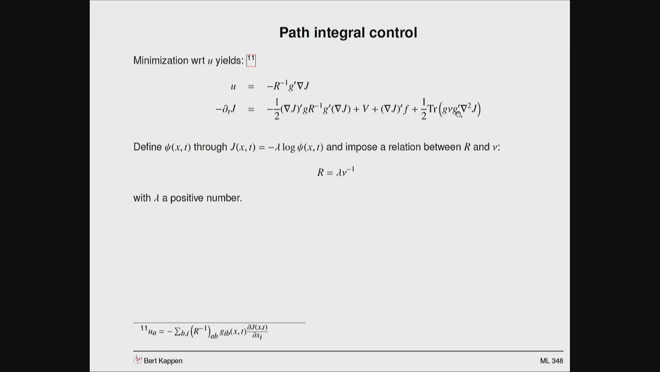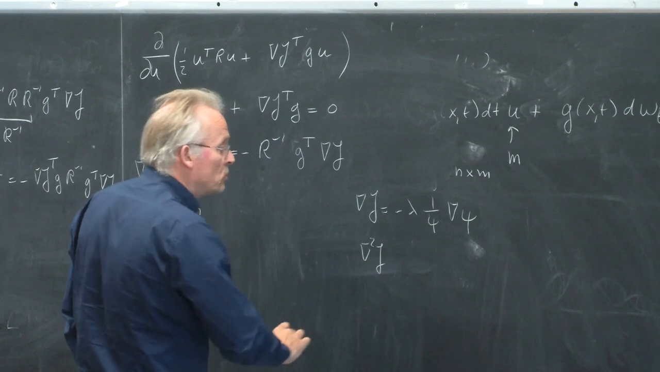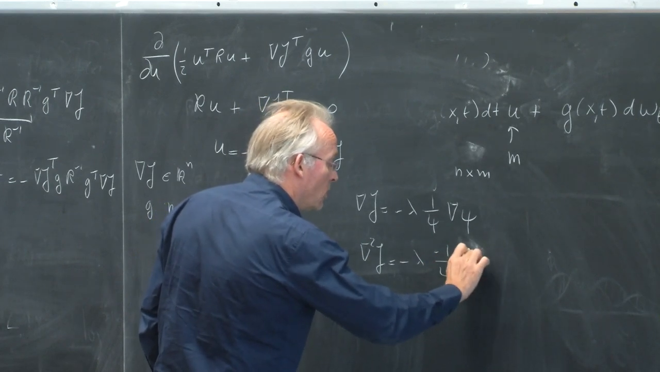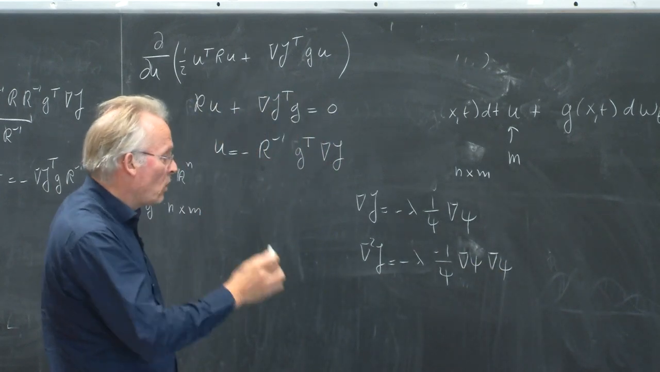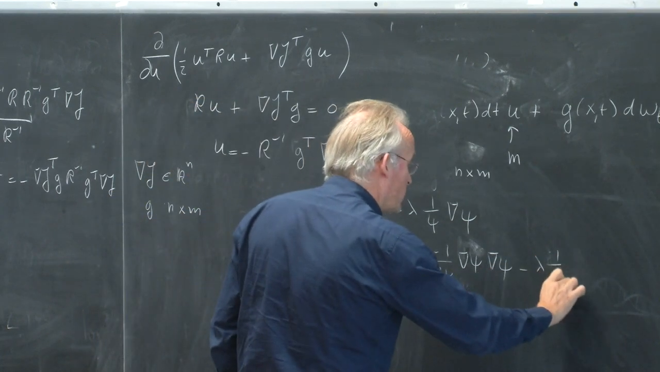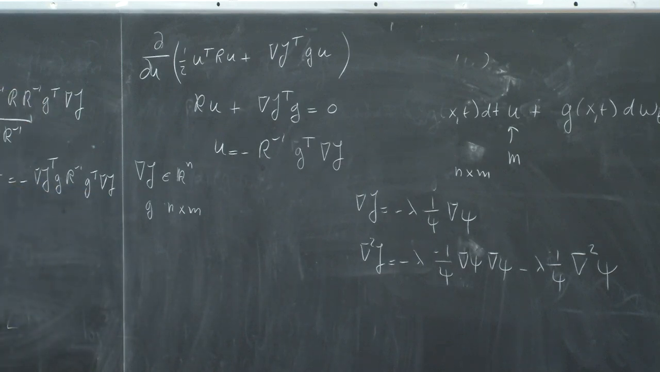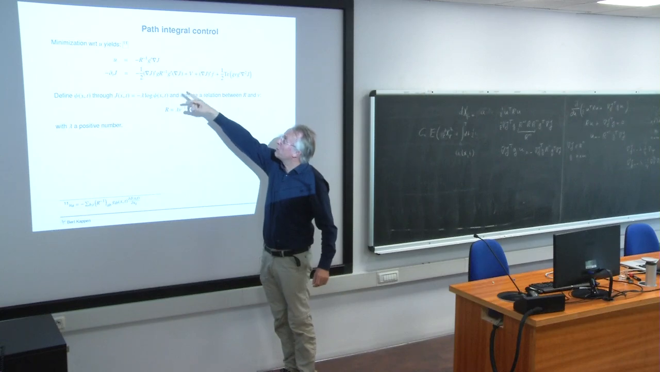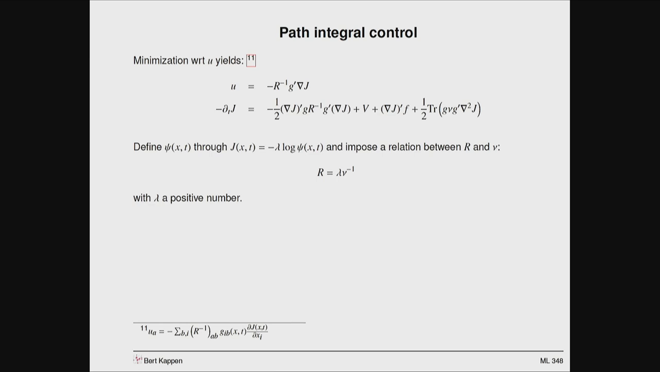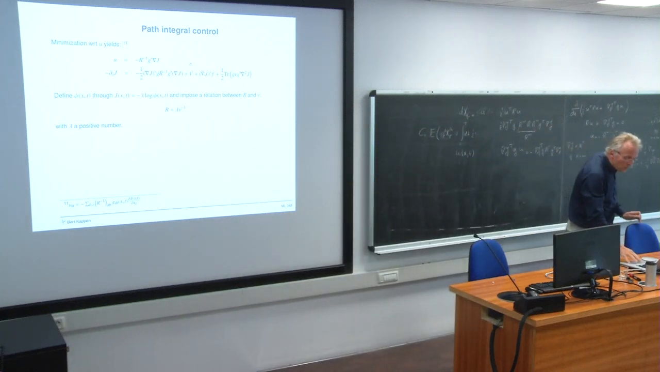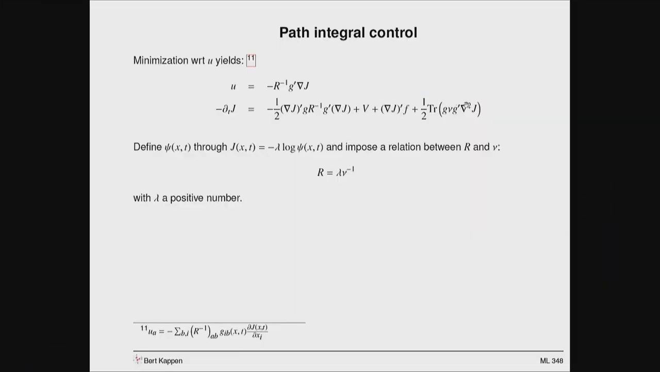The second derivative of J gives you, let me do it a bit sloppy. If you take the gradient of J, it gives you minus lambda 1 over psi, the gradient of psi. If we take the second derivative of J, we get minus lambda, and then two terms: minus 1 over psi squared, the gradient of psi times the gradient of psi, and a second term, minus lambda 1 over psi, times the second derivative of psi. So if we make this substitution, the first term will give something quadratic in the gradient of psi, and this second term will give two terms. One is quadratic in the gradient of psi, and the other is a second derivative of psi. Now this first term has R, and this last term doesn't, as it's quadratic in J.